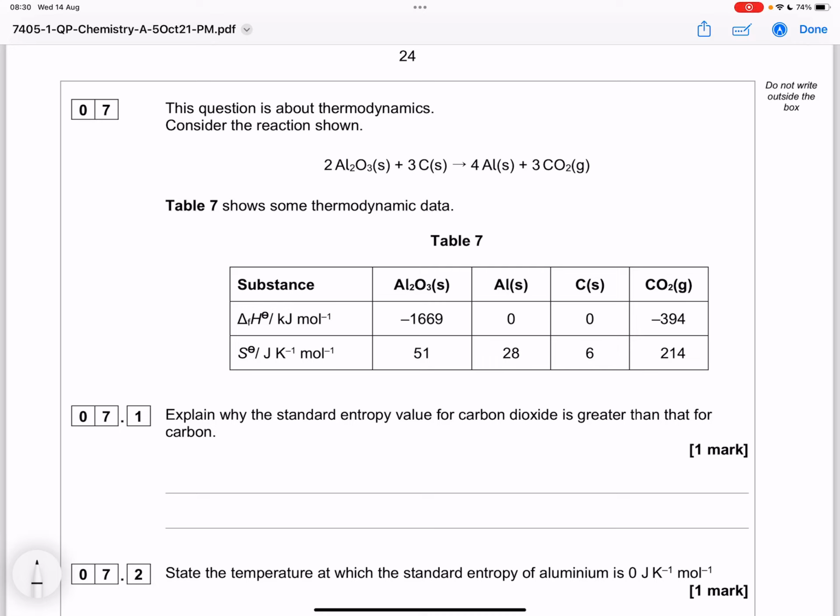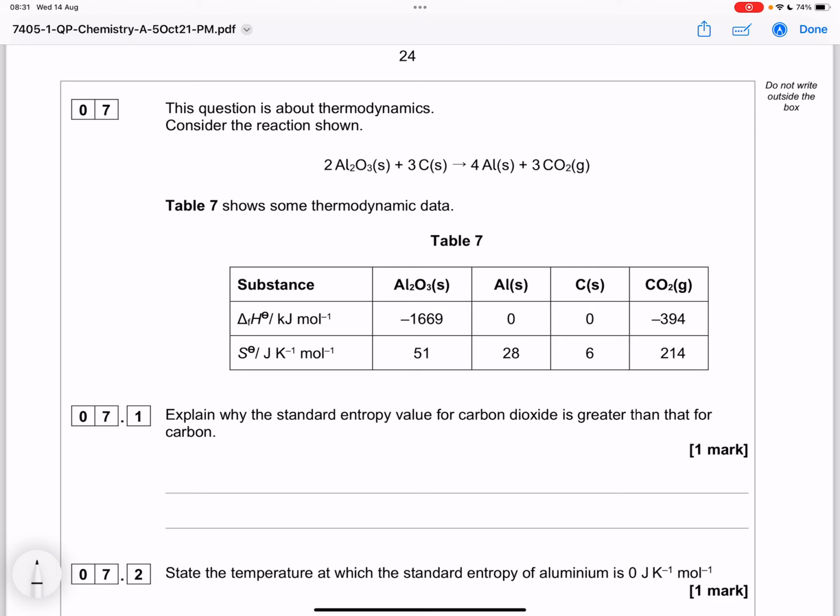This question is about thermodynamics. Consider the reaction shown. Table 7 shows some thermodynamic data. We can see we've got enthalpies of formation and entropy values. Explain why the standard entropy value for carbon dioxide is greater than that for carbon.